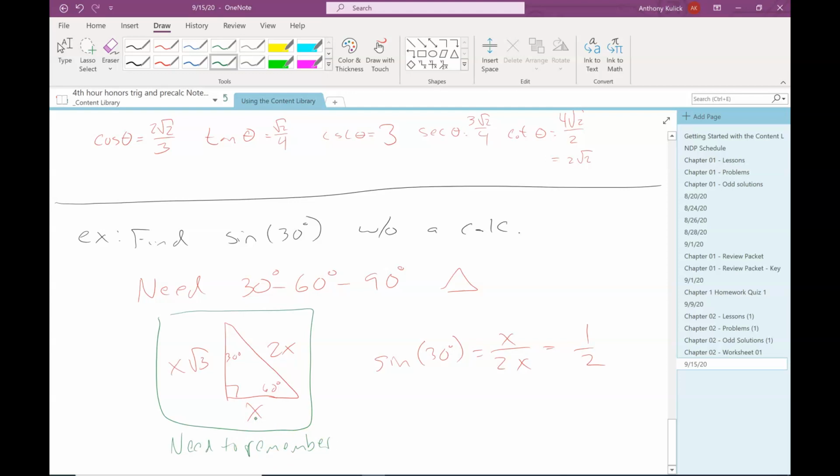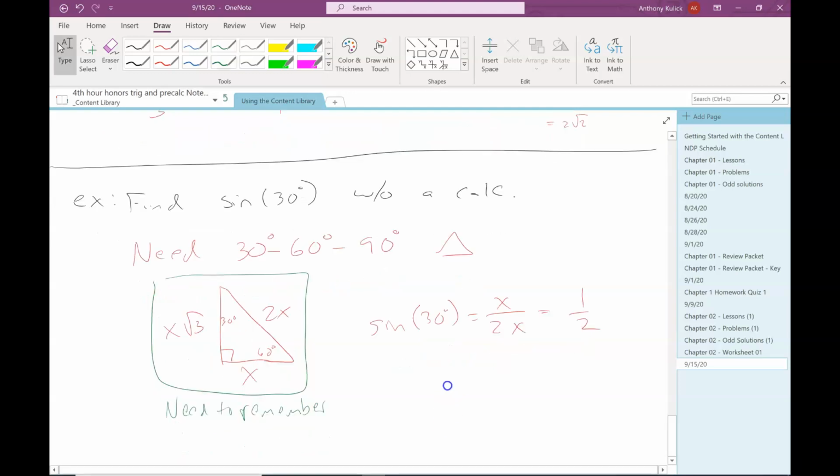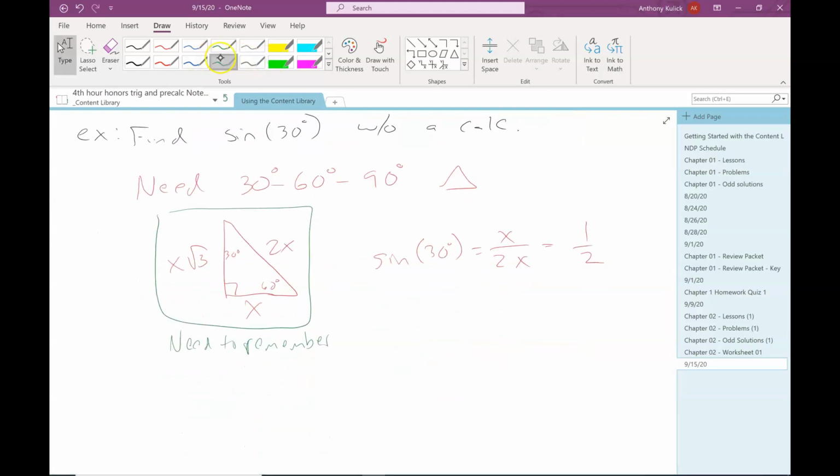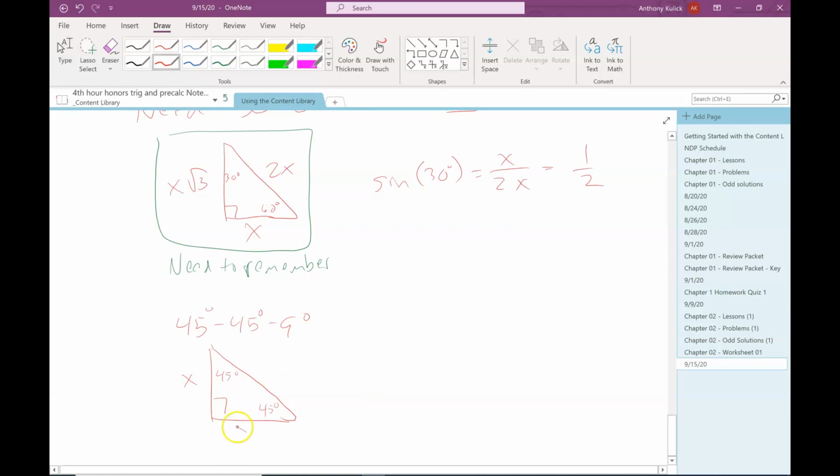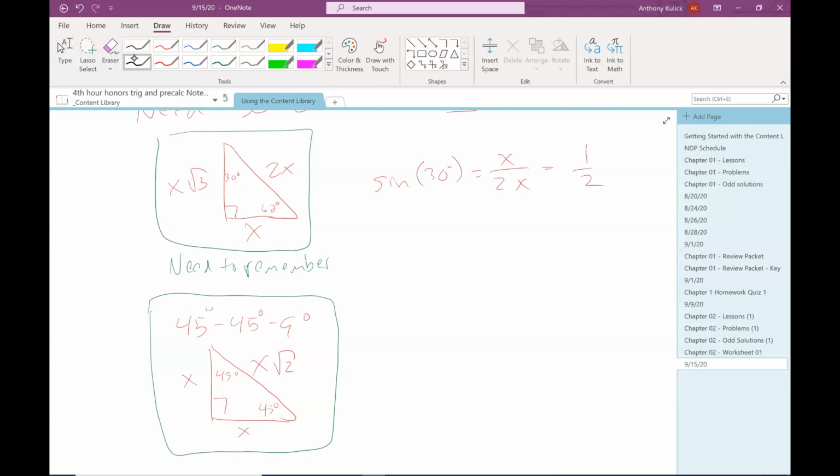So that's the 30, 60, 90 triangle. We need to remember that. There's another one, though. What was the other special right triangle? There was the 45, 45, 90, whose side lengths are x, x, and then the hypotenuse is x root 2. So this is just an aside, but you should remember those two special right triangles.